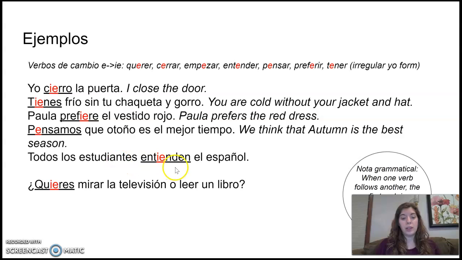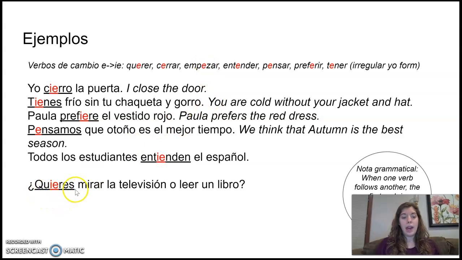Todos los estudiantes entienden el español. All the students understand Spanish. Here again, you have a first E in entender, but it's the second E that gets the stem change. The same goes with the verb empezar. The first E does not get a stem change, but the second does.